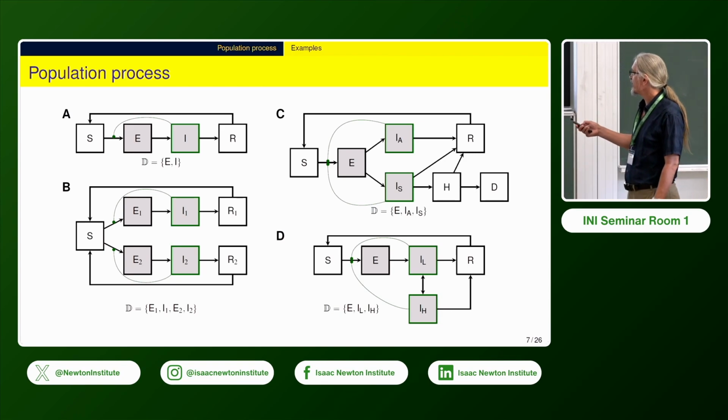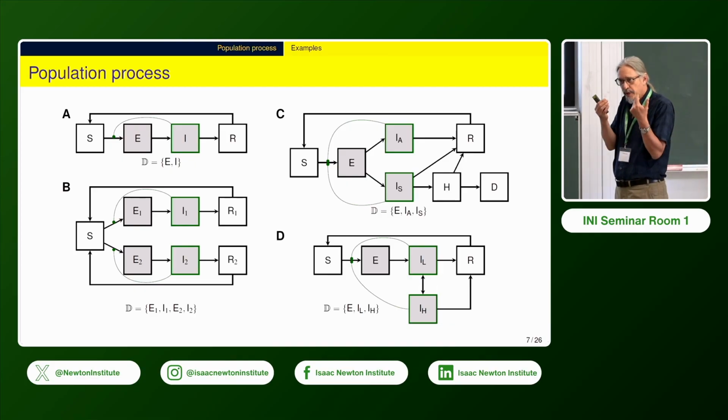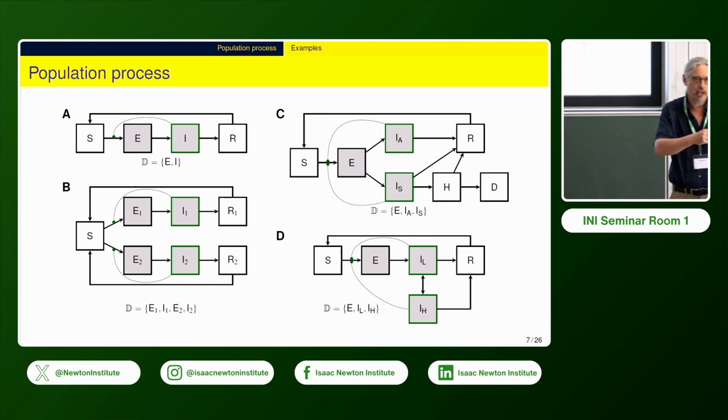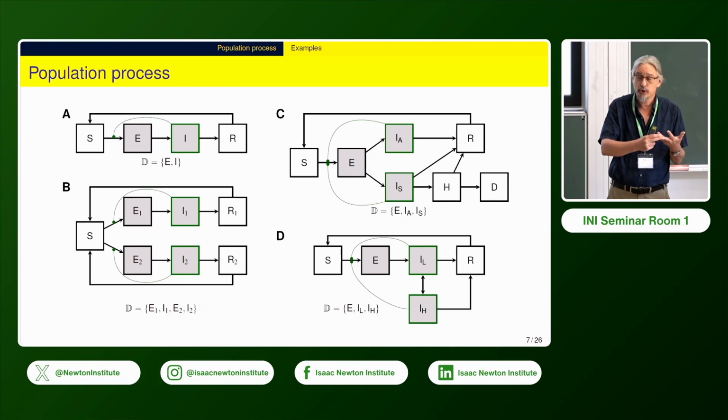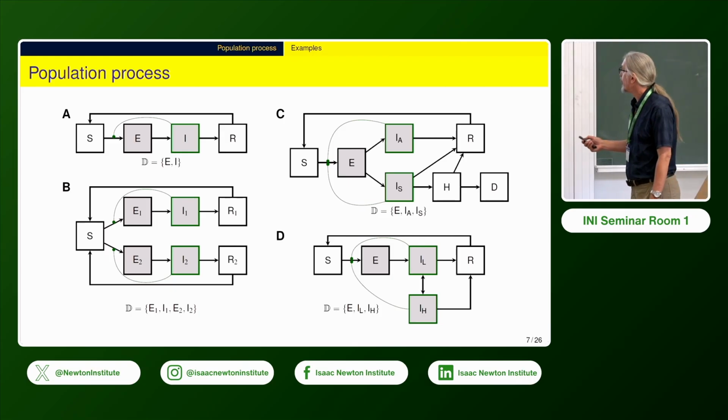Here's a bunch of examples, some of them familiar, some of them more ad hoc or more specific, but we're using discrete structure to represent heterogeneities in age, behavior, strain of infection, and so on. But we all know, I think, pretty well how to do that.